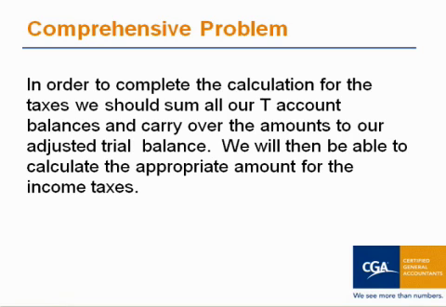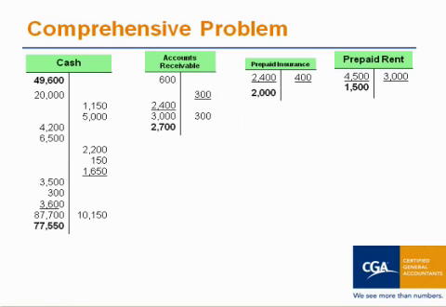In order to complete the calculation for our taxes, we should sum up all of our T account balances and carry over the amounts to our adjusted trial balance. Only once that's been done will we be able to calculate the appropriate amount for our income taxes. So we sum up our cash account balance, and as you can see, we sum up $87,700 on the debit side for our months of November and December, and $10,150 for those months on the credit side.